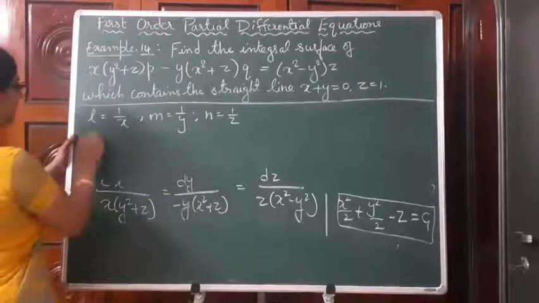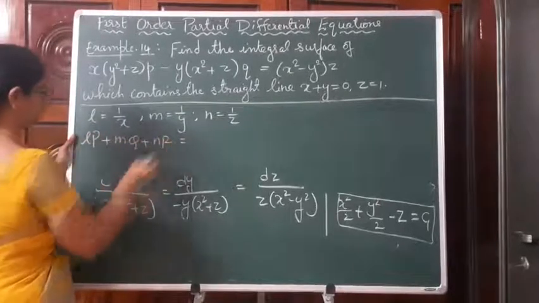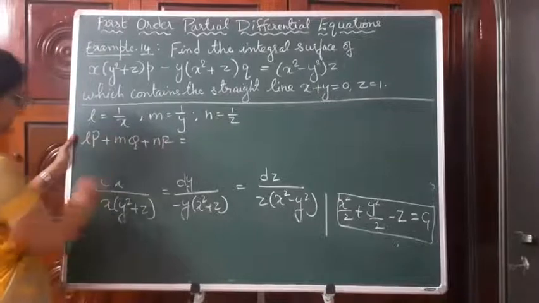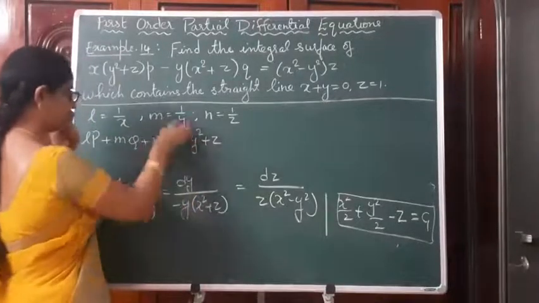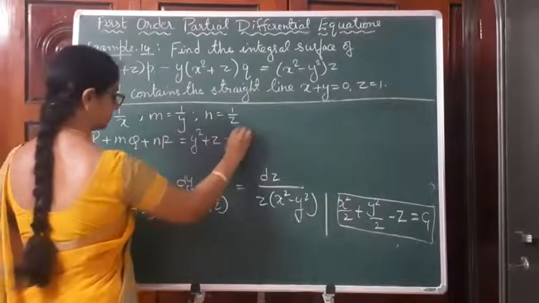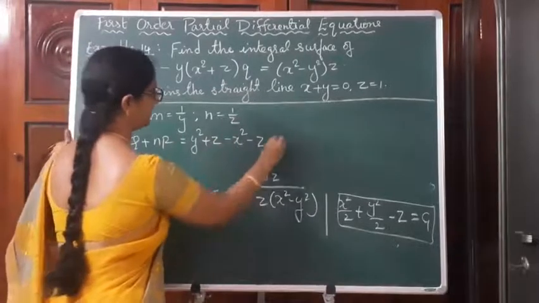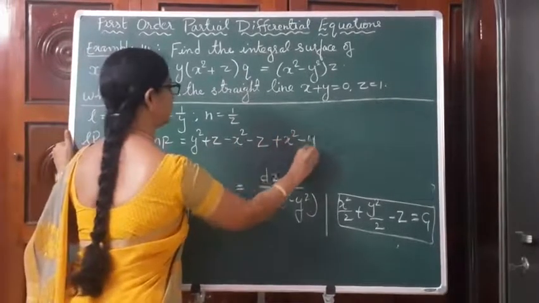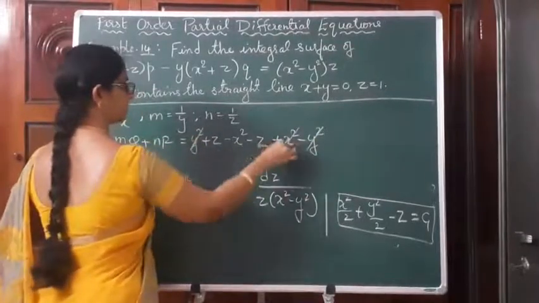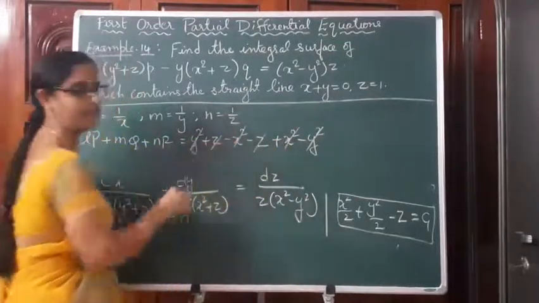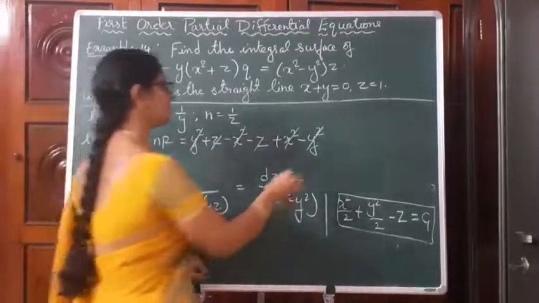So we consider lP plus mQ plus nR. lP plus mQ plus nR gives l into P: x gets cancelled, we have y square plus z. m into Q: y gets cancelled, we have minus x square minus z. n is 1 by z; z and 1 by z cancel and we have x square minus y square. So y square minus y square, x square minus x square, z minus z, it becomes 0. So this works, it is equal to 0.